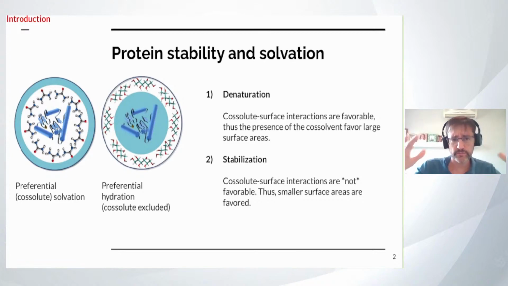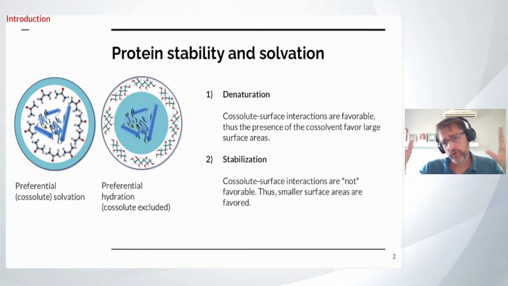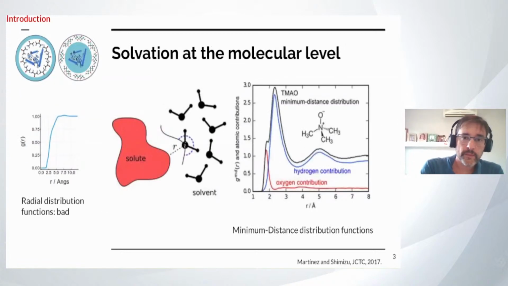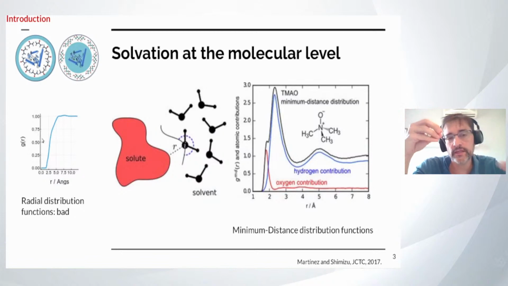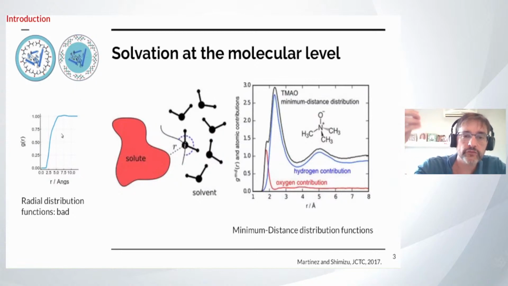There are proteins in mixtures of solvents. The solvents or co-solvents that interact favorably with the protein surface tend to increase the protein surface, thus promoting denaturation, and the solvents that avoid the protein surface tend to promote the compactification of the structure, thus in general favoring the folded structures. We want to study this phenomenon from a molecular level. In general, when we want to understand the structure of a solution at a molecular level, we compute distribution functions. The most common one is the radial distribution function, which computes the relative density of some species in the solution relative to the bulk solution.